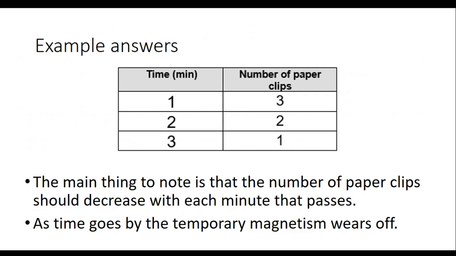Here I have some example answers. Obviously if you have different numbers then that's perfectly fine, but the main thing is that as the time increases, the number of paper clips that the temporary magnet can hold should decrease. So as long as your numbers decrease, then that's the right idea. This is because as the time goes by, the temporary magnetism wears off from the temporary magnet. So fewer paper clips are then attracted to that temporary magnet. Make sure that you amend your answers if you need to.